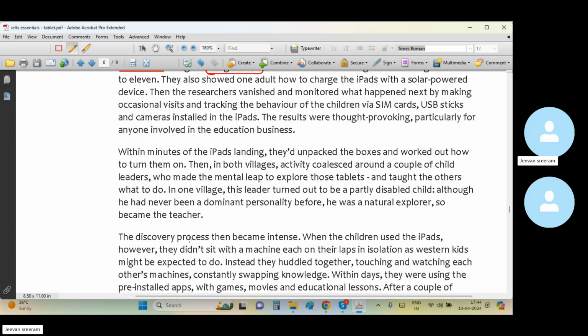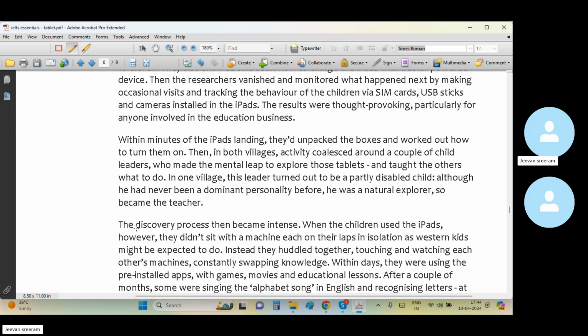Yeah, here we go. The discovery process then became intense. When the children used the iPads, however, they didn't sit with a machine each on their laps in isolation as Western kids might be expected to do.